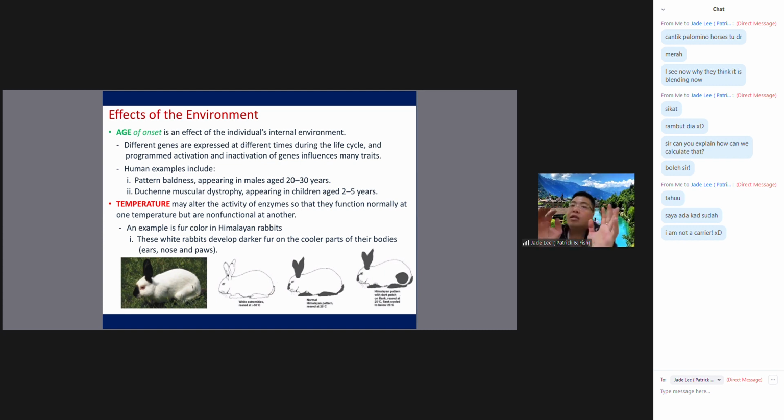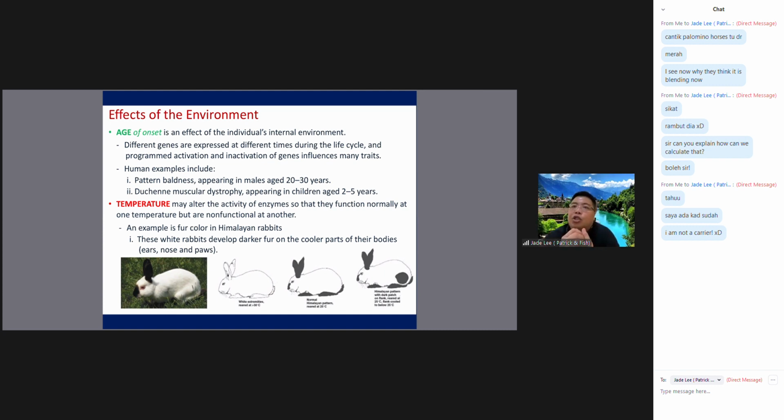Not all genes are expressed at the same time. You must remember the genes are expressed only when they are needed. They wouldn't be expressed if they are not needed. Okay, their expression is temporal and spatial, and the programmed activation of genes influences many traits. Okay, for example, a human example includes pattern baldness appearing in males aged 20 to 30. Ada orang kenapa dia botak. Dan botaknya sangat berbeza. Ada orang botak di depan, ada orang botak di tengah-tengah.